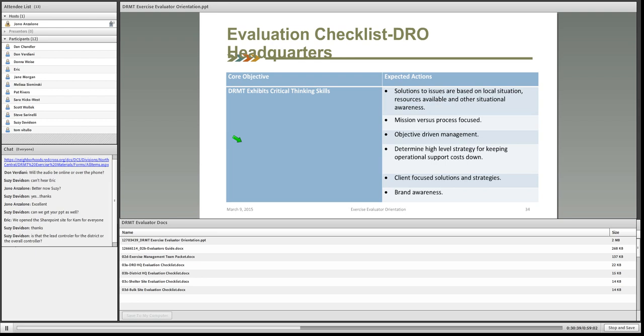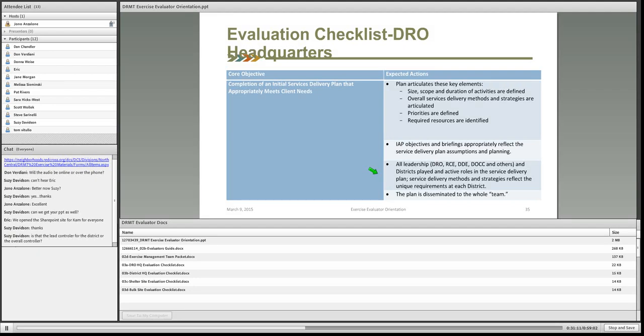So for the evaluation checklist, here are what were agreed upon as objectives for the exercise by the DDEs working with Eric's team. DRMT exhibits critical thinking skills. So there are checkboxes in your guide that will allow you to make comments and to watch for the behaviors that we're seeking as a result of DRMTs exhibiting critical thinking skills. So you can see here, mission focused versus process, objective driven management, brand awareness, etc.